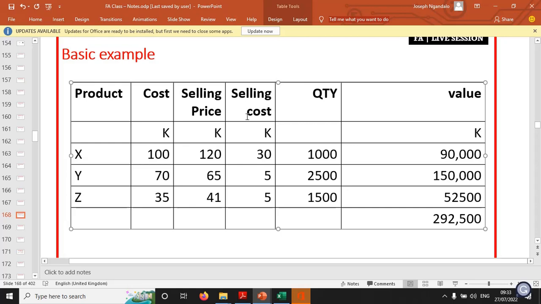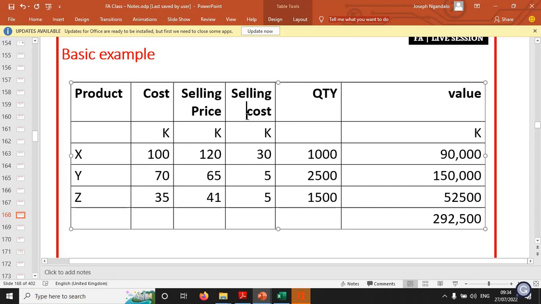X has got a cost of 100, and the NRV will be 120 minus 30. Are you understanding? What is 120 minus 30? 90. So which one is the lower between 90 and 100? I heard someone saying 100. Okay. Slow down, sir. Too fast. Okay, let me just try to slow down.